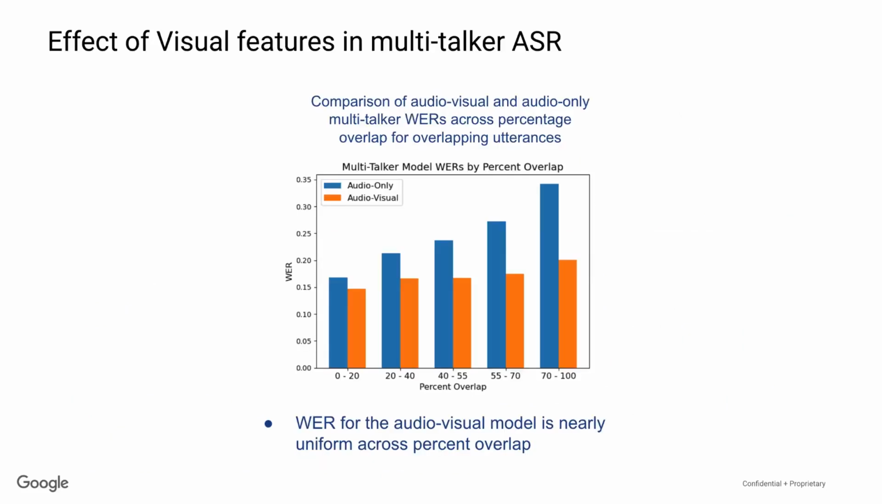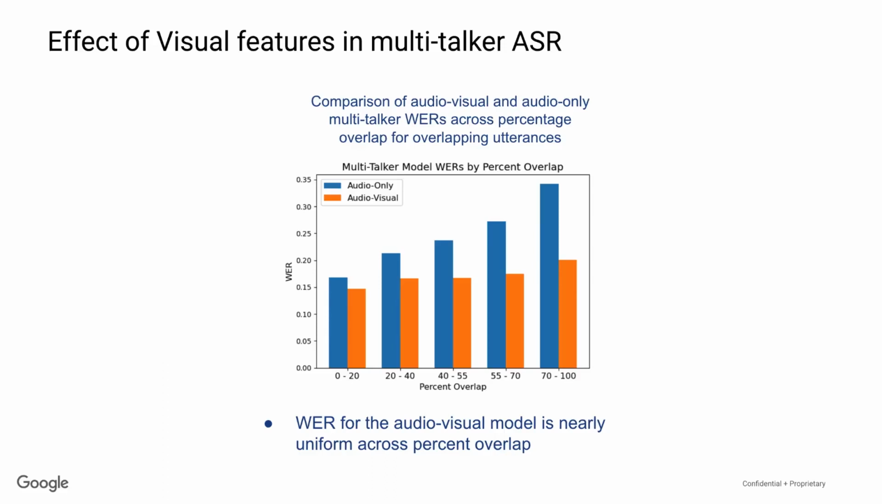This bar chart provides an indication of the impact of the visual features on multi-talker word error rate. It shows a breakdown of the audiovisual and audio-only multi-talker word error rates across percentage overlap in overlapping utterances. Percent overlap from 0 to 100% is displayed along the horizontal axis, and word error rate is shown on the vertical axis. The blue bars represent audio-only multi-talker word error rates, and the orange bars represent the audio-visual word error rates.